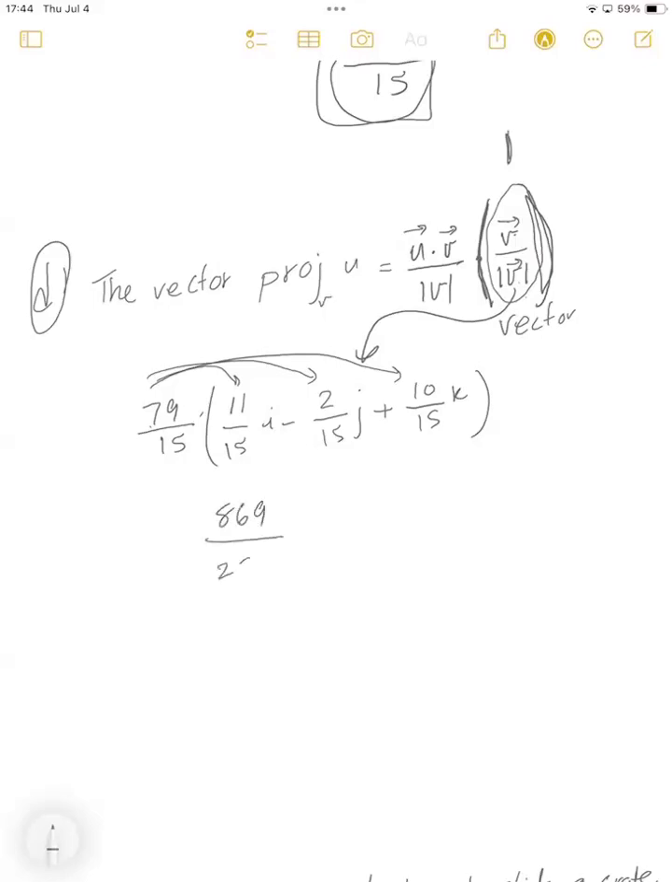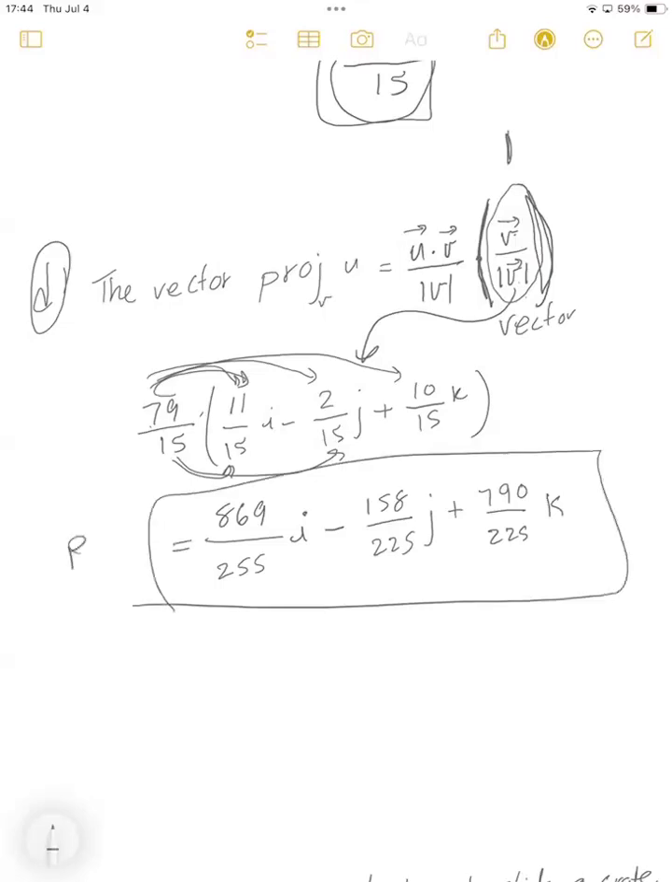15 times 15 is 225. So I multiply this 2, I multiply this 2. That's i minus. I multiply 79 by 2. 80 times 2 is 160 minus 2 is 158. 15 times 15 is 225j. 79 times 10 is 790. 15 times 15 is 225k. So this is the vector projection. So it's called projection of u1 to v.